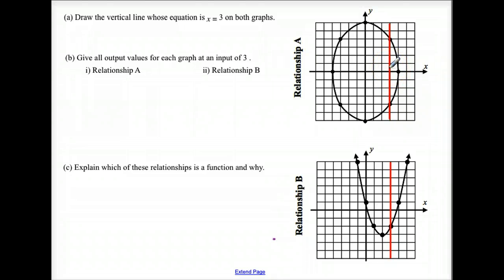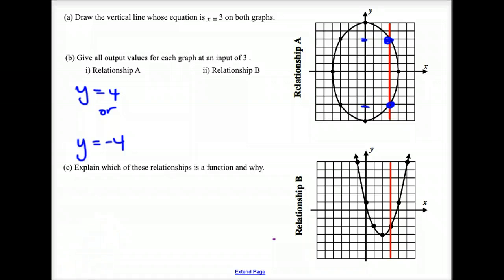I drew the line already, so all I'm going to do in relation A, I see that it hits the graph at 2 spots. 1, 2. So I want the output. My output is my y. So I'm going to come across here, and it's actually this point right here. So if this is 0, 1, 2, 3, 4, so at y equals 4, or y equals negative 4, which is right at the bottom here. Okay?